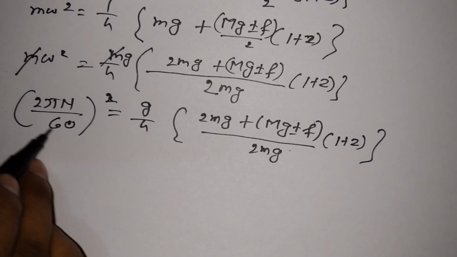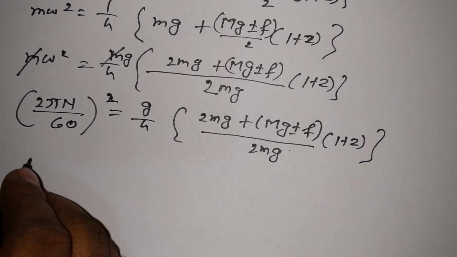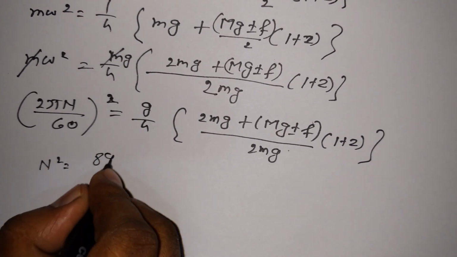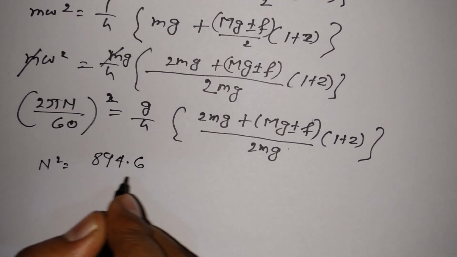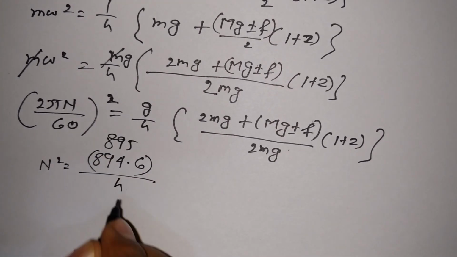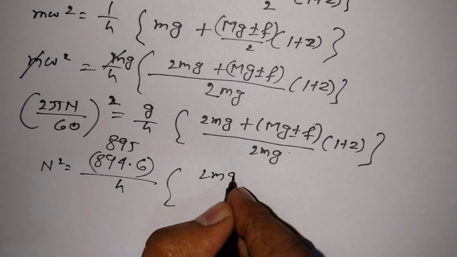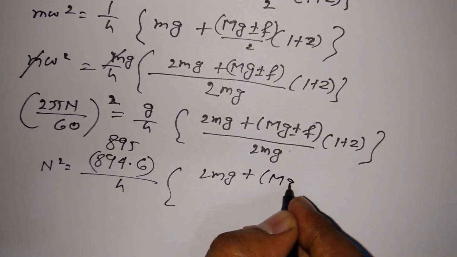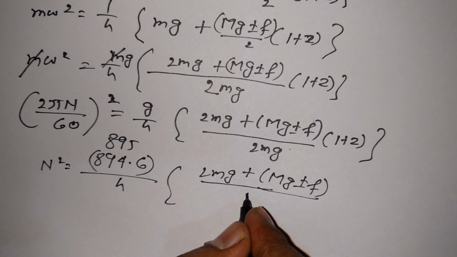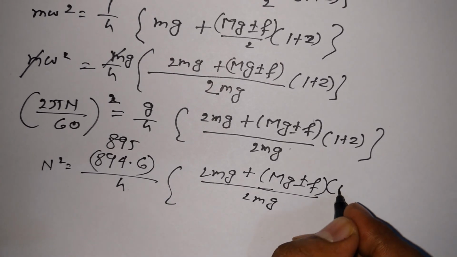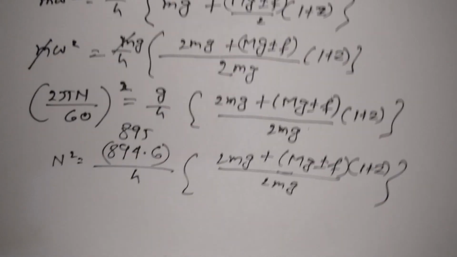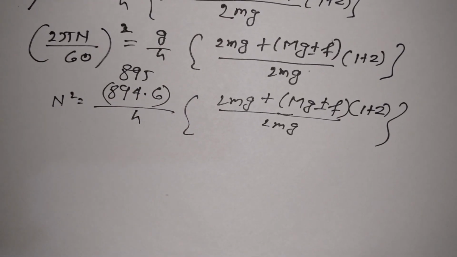Now after putting these values and calculating, we get n square is equal to 894.6, which we consider as 895 by h, 2mg plus mg plus minus f, by 2mg, into 1 plus z. You got this, right? Are you getting me this? I hope you are getting me.